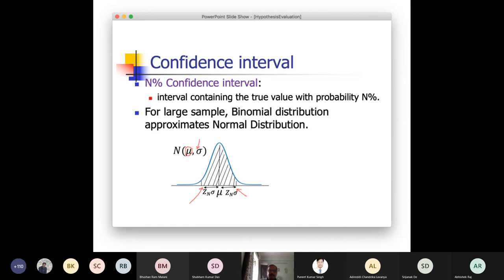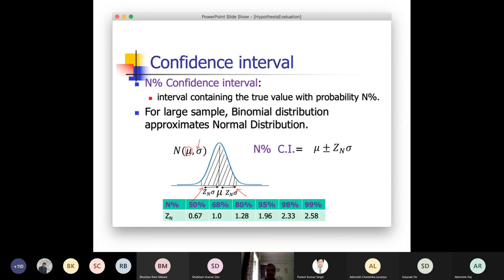And what is the probability if a random variable follows this distribution? The probability would be the area under the curve over this interval. Depending upon the value of Zn, centering on mu, this is already predefined, and you can tabulate it. So you see that depending upon your confidence interval, if it is a 50% confidence interval, the value of Zn is 0.67. So naturally you are narrowing down your interval, but then the probability of your estimate being within that interval would be less.